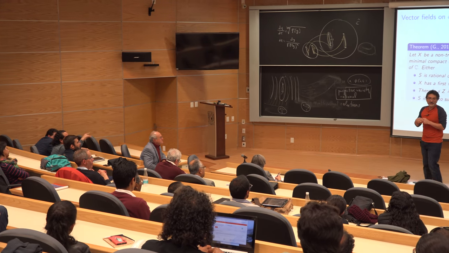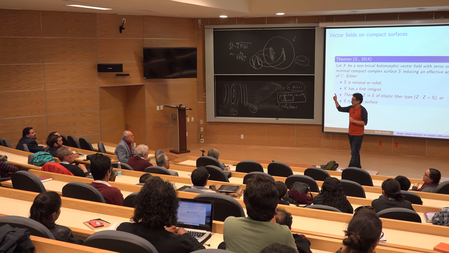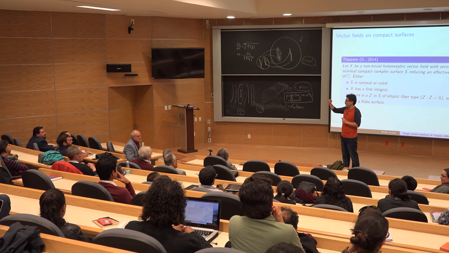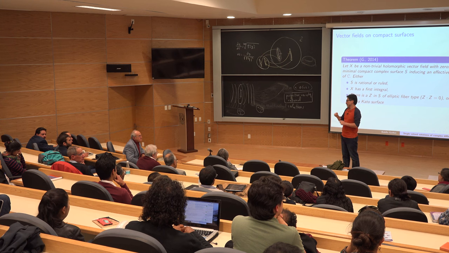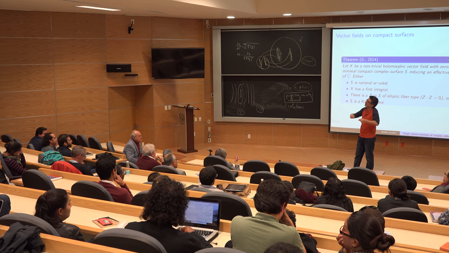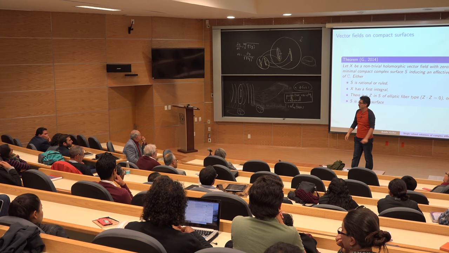As yesterday in Professor Morris' talk, if you find a minus one curve, you blow it down. So you have a rational curve with self-intersection minus one, you blow it down. Probably you have to blow up a bit at the beginning, but after a certain time, you just start blowing down all minus one curves.